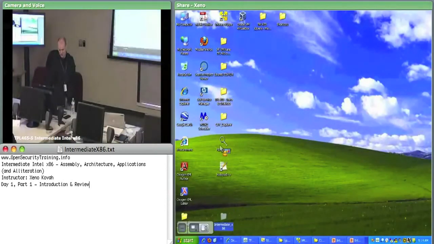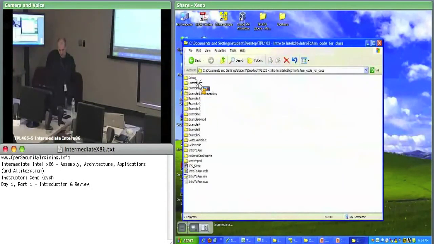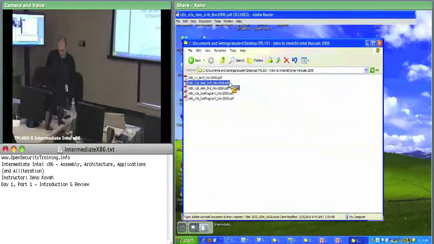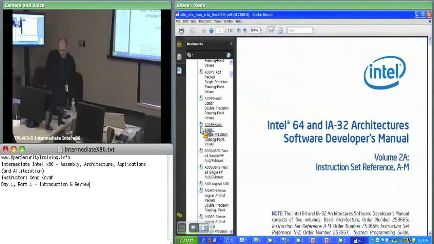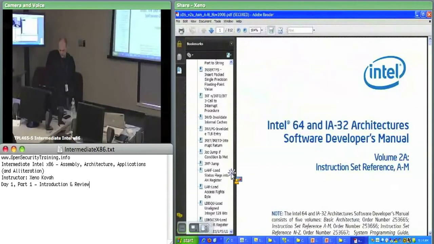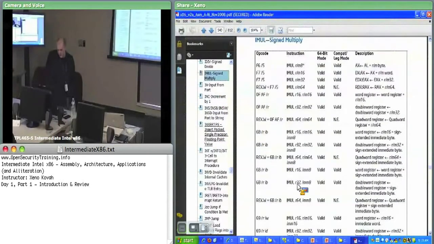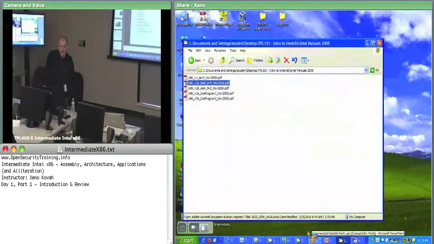There we go. Oh, maybe we don't. We don't have the slides, we just have the code. So let's look at the manual. RTFM, yo. MUL. Yes, unsigned multiply. There we go. For whatever reason, Visual Studio loves the IMUL, and if we had our intro slides, we would know why, but I don't recall at the moment.